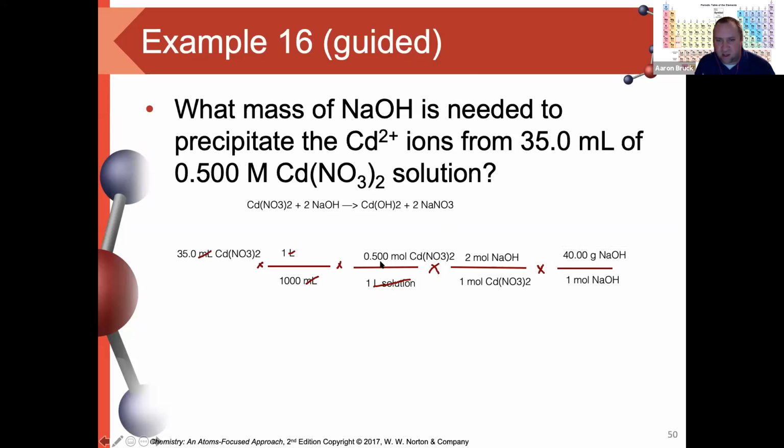And just to make sure everything cancels out, we've got our moles of cadmium nitrate, they cancel. Our moles of sodium hydroxide cancel. We're left with just grams of sodium hydroxide, which is a mass, which is what we're looking for. So putting it all together, 35.0 times 0.5 times 2 times 40 divided by 1,000. And I get, to 3 significant figures, 1.40 grams of sodium hydroxide. Right?